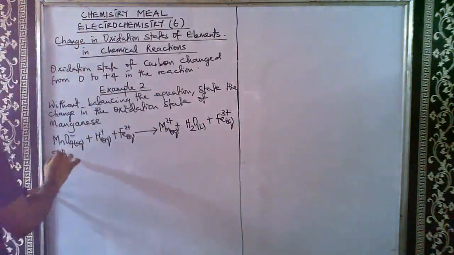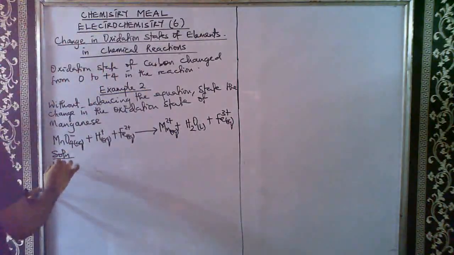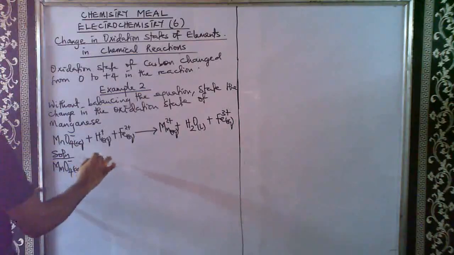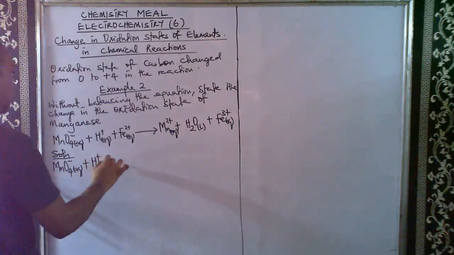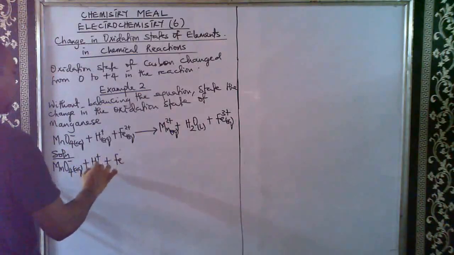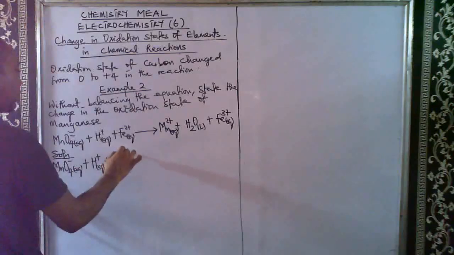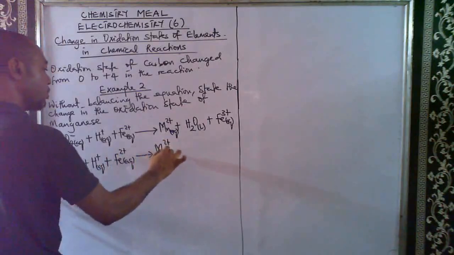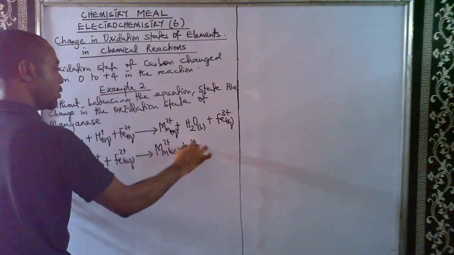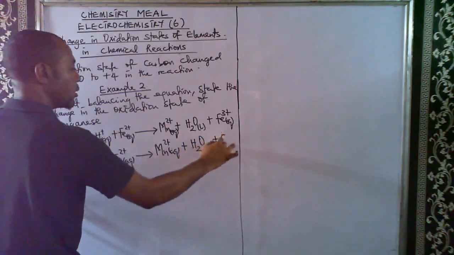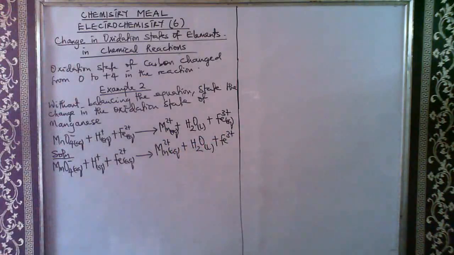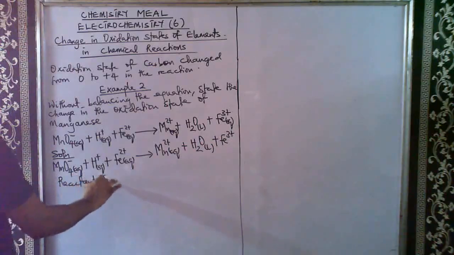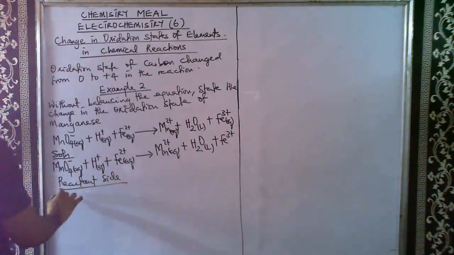Solution. We have MnO4 minus plus H plus plus Fe 2 plus gives MnO2 plus H2O liquid plus Fe3 plus. So that's the equation. So what happens on the reactant side? Where can we find manganese on the reactant side?